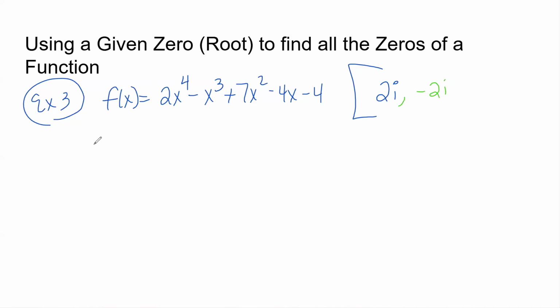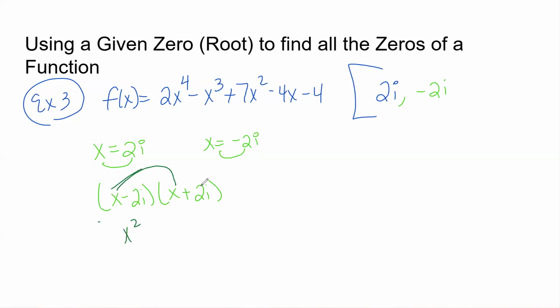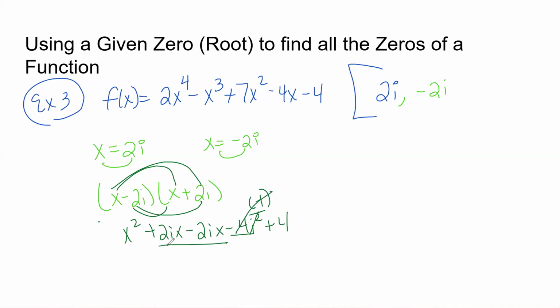So again, what we do is we say x really equals 2i and x really equals negative 2i. Reverse that to be a factor of x minus 2i and a factor of x plus 2i. Go ahead and FOIL that out. X squared plus 2ix minus 2ix minus 4i squared, which is really negative 1. Negative 4 times negative 1 is really plus 4. These cancel, and we get x squared plus 4. There's our quadratic factor that came from the given information.